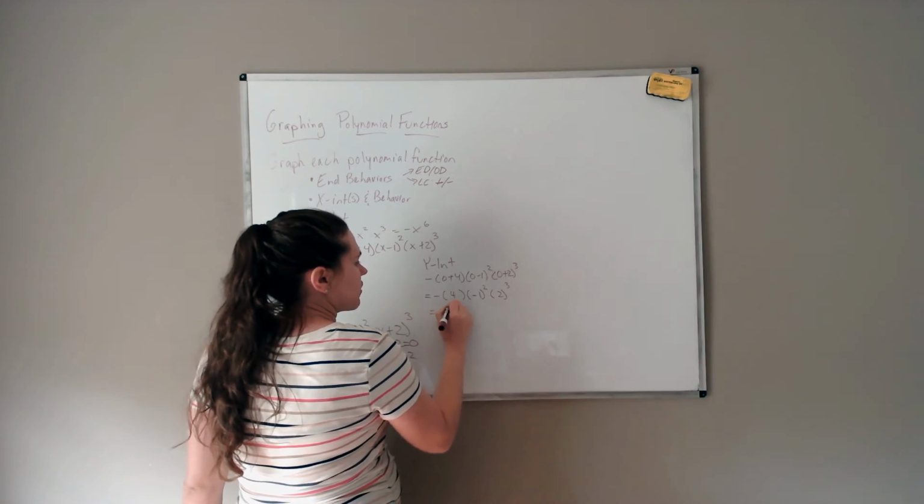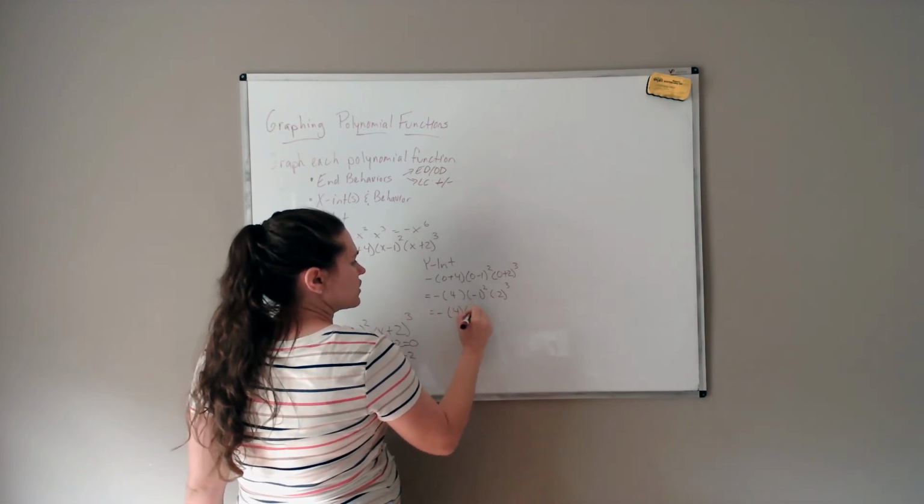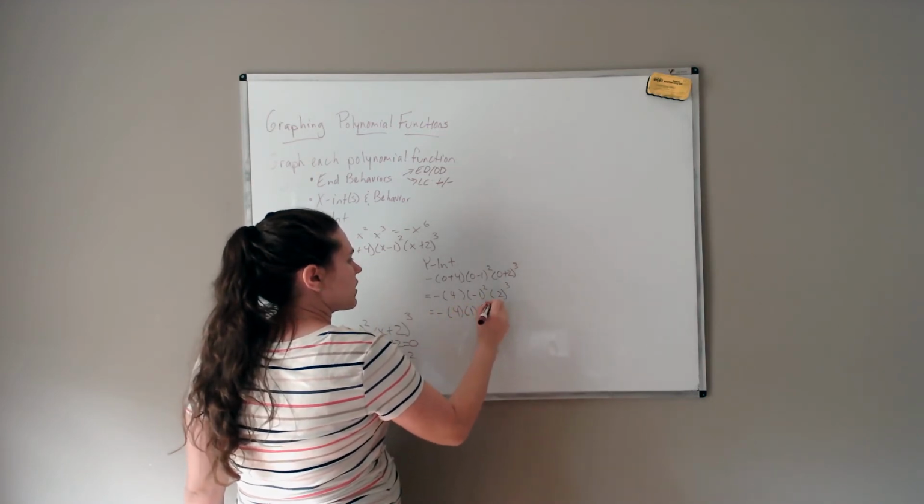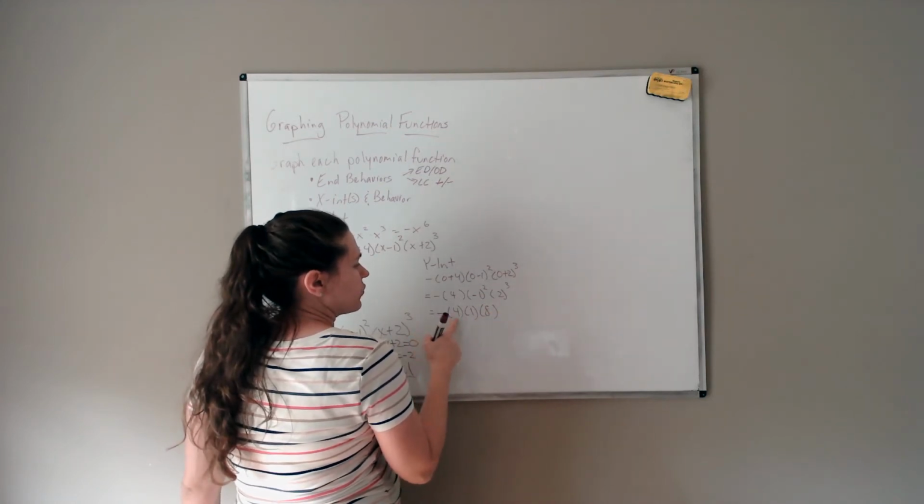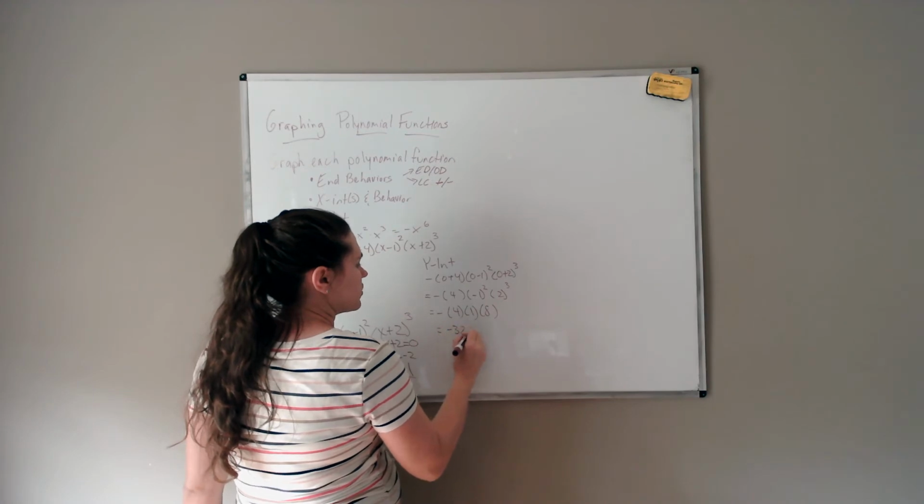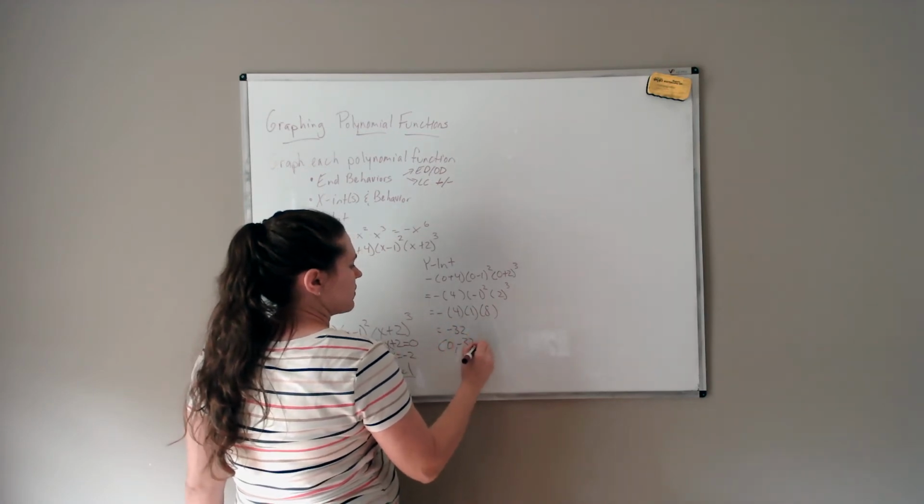Now you must take care of exponents. So negative 1 to the second is 1, 2 to the third is 8. So this is now negative 1 times 4 times 1 times 8, that's negative 32. Your y-intercept is the point 0, comma, negative 32.